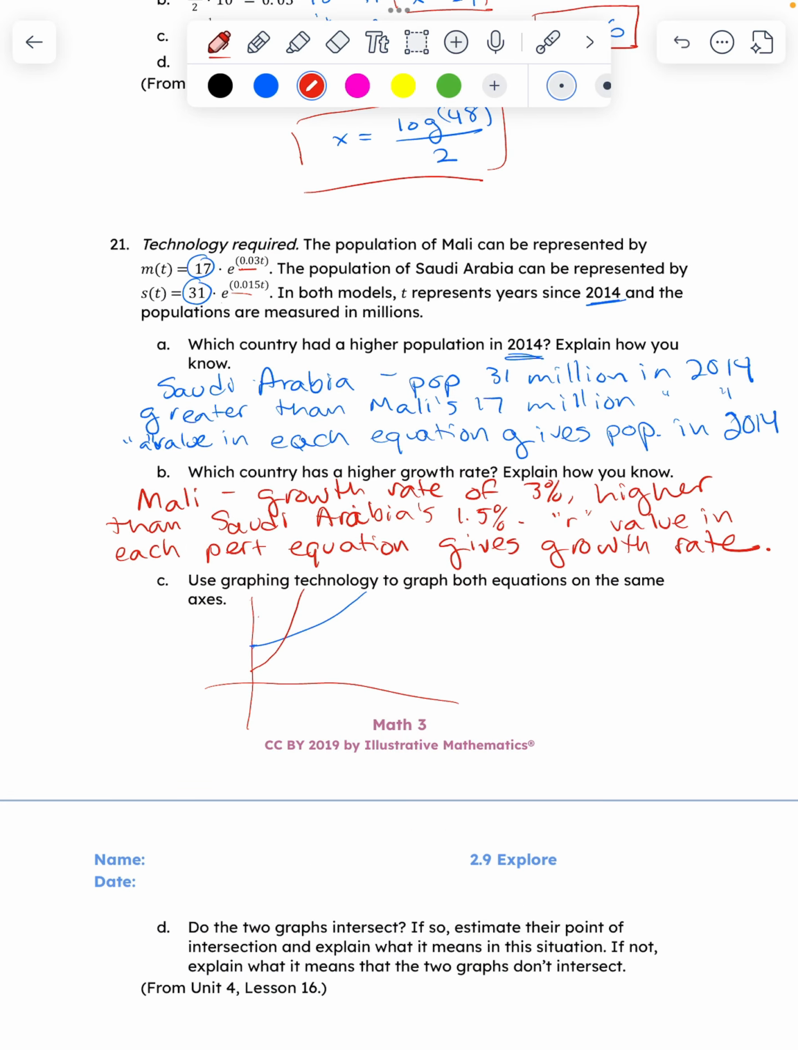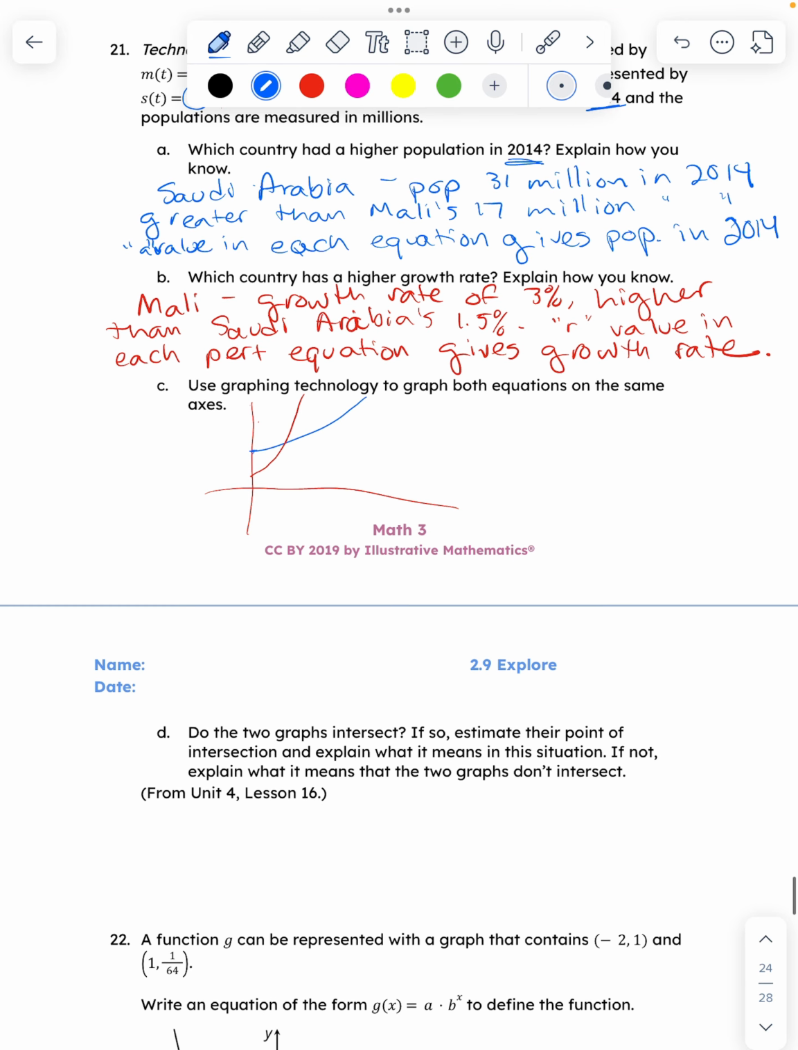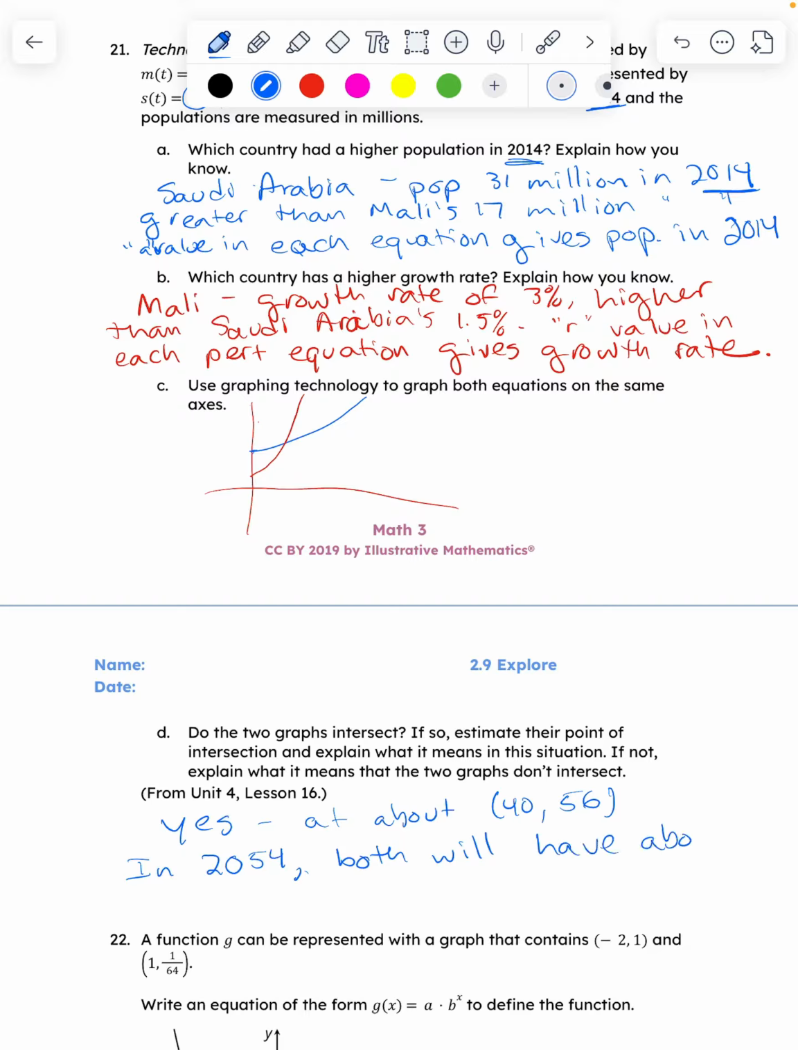So yes, at about 40, 56. So in 2054, right, so 40 years after 2014, which is our starting year, both will have about 56 million people. Holy cow.